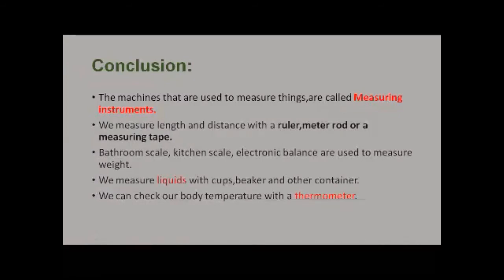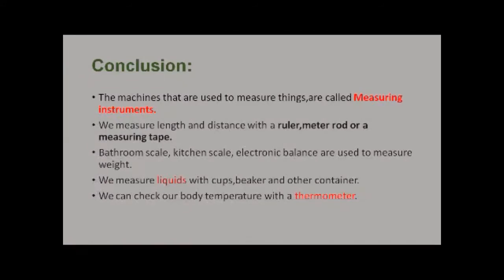Okay, beta? We measure liquids. Okay, what are the liquids? Milk, water, honey with the cups, beaker, and other containers. What is a container? That holds something in it. Okay, we can check our body temperature with a thermometer. Okay, got it? Beta, take a screenshot and a picture of it.